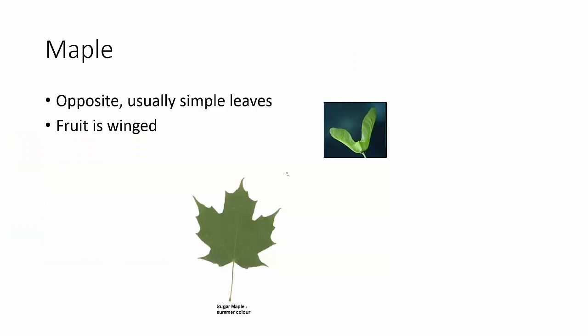Maple trees are another common tree on campus. They have opposite leaves, so they would have a leaf coming off the branch here and another one on the opposite side here, and each one would have its own bud. And they make these helicopter-like fruits that a lot of people are familiar with, and very familiar looking leaves. Think of the flag of Canada. It has a maple leaf on it.